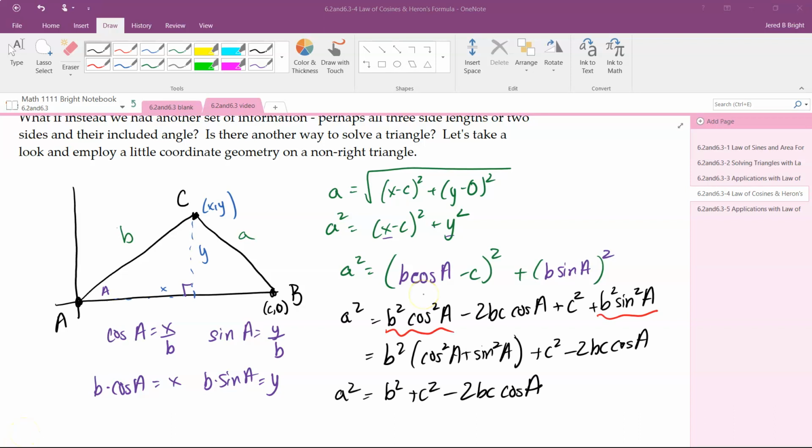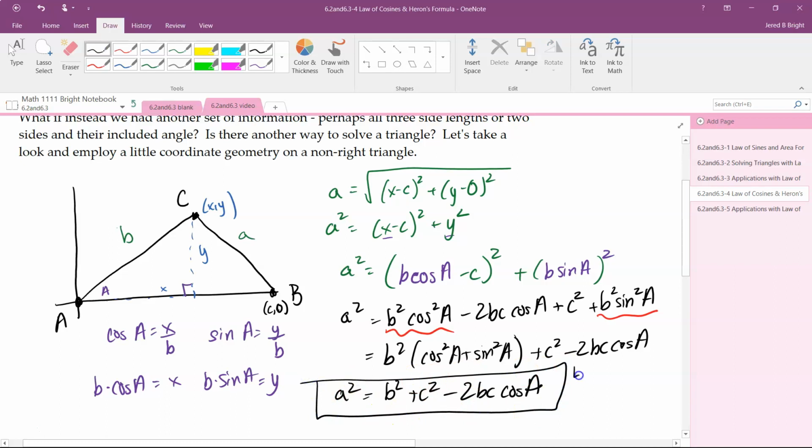So I just expanded all this out in the first step. Second step, I collected the terms with b squared in them. So I factored out a b squared, and then I had cosine squared plus sine squared, and then just kind of rearranged the other stuff. And cosine squared plus sine squared is 1, right? And so, boom, there we are. And this, my friends, is indeed one form of the law of cosines.